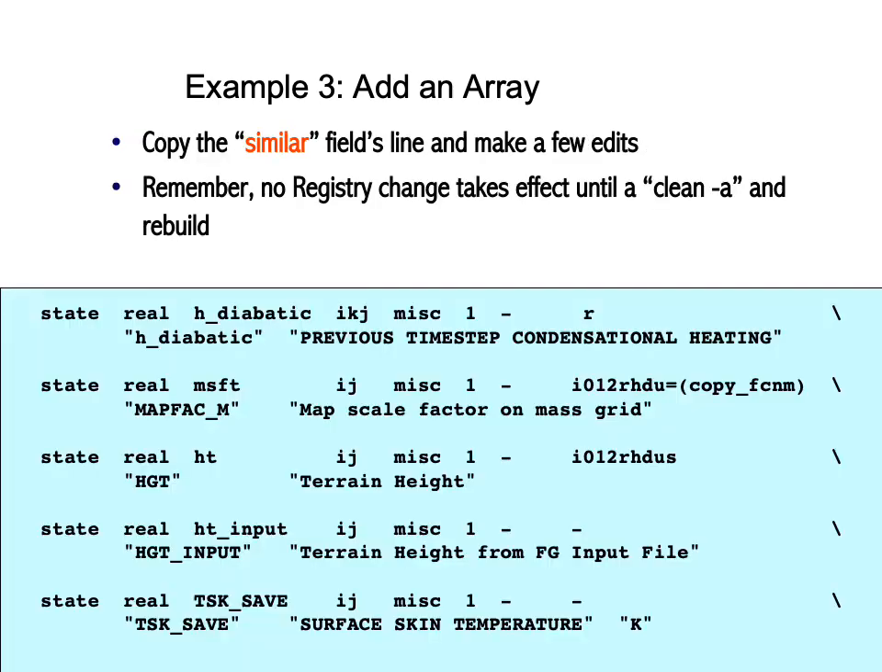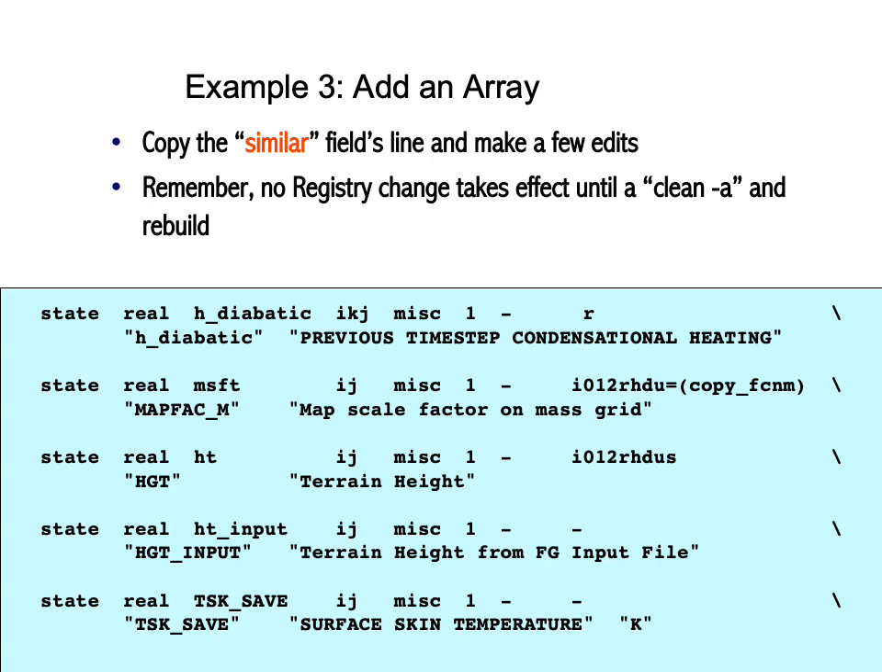So here is our array. We're going to look for some similar fields that are inside of the registry. So, for example, we could look for the field HDiabatic. That is a 3D array. We could look for MSFT. That's a 2D array IJ, but notice it has some very special ways that it does initialization and the feedback with the letter U. We could look for the topography field HT. That has also very specific ways that it does nesting.